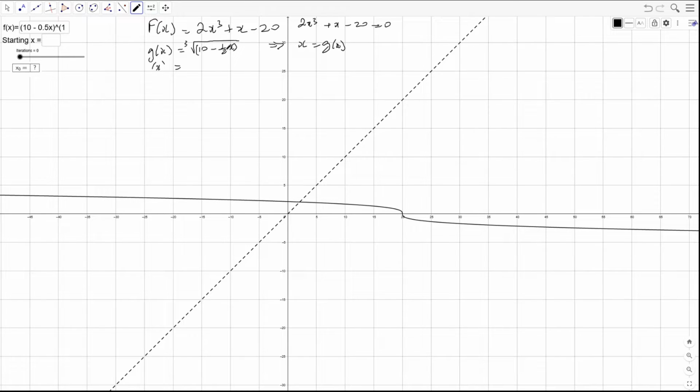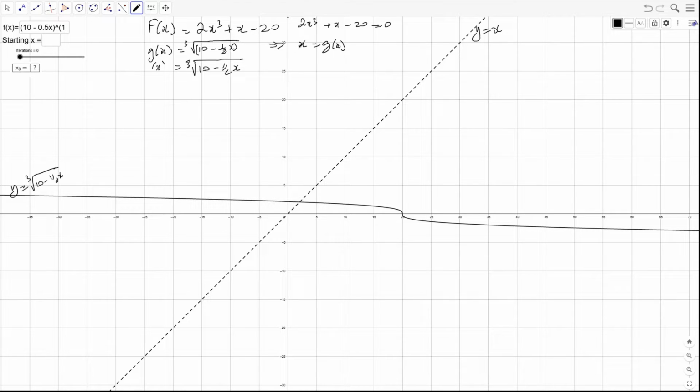Okay. And basically, what we're going to do now, because this is x equals the cube root of 10 minus a half x, is draw the line y equals x, which is this one here. And we're going to draw the curve y equals the cube root of 10 minus a half x, which is done by GeoGebra for us. And basically what we have to try to do is find this point where they intersect.